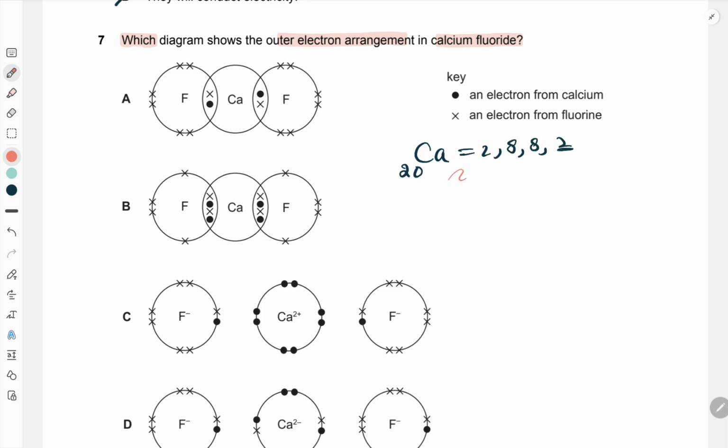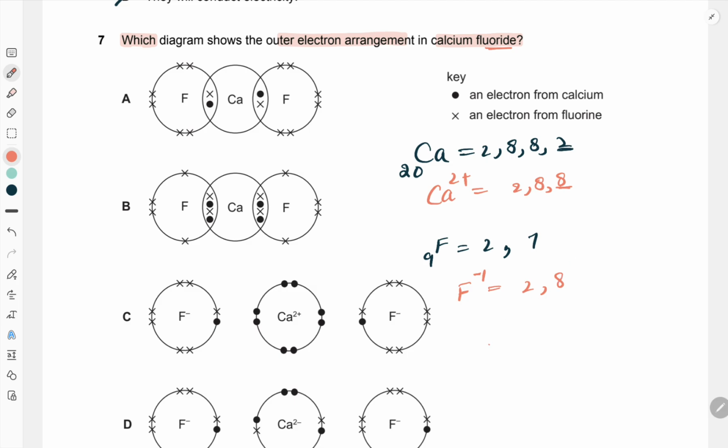When it loses the 2 electrons, it gains 2 positive charge, so it becomes calcium 2 plus, and the electronic configuration now has 8 electrons. Since it is a metal, it tends to lose. The second element is fluorine. Fluorine has atomic number 9, with configuration 2, 7. It tends to gain 1 electron to complete its octet and become fluoride ion.